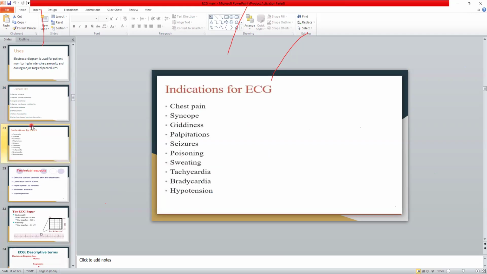So what are the indications for ECG? ECG is an important investigating tool for patients presenting with a history of chest pain, syncope, giddiness, palpitations, seizures, history of poisoning, history of sweating, especially during night times or following heavy exercise, and tachycardia, bradycardia, hypotension, and any other common problems which are occurring repeatedly.